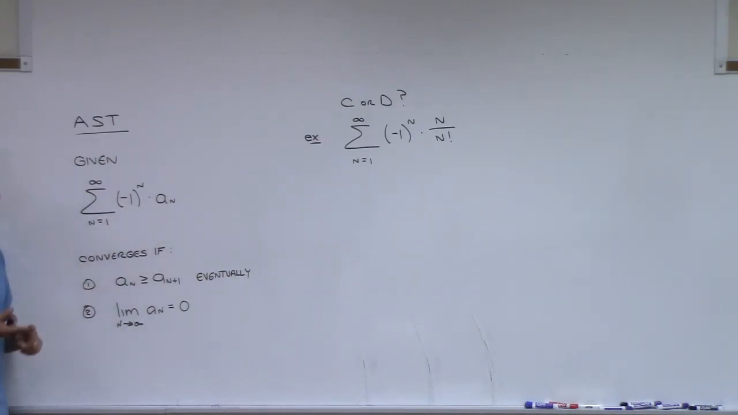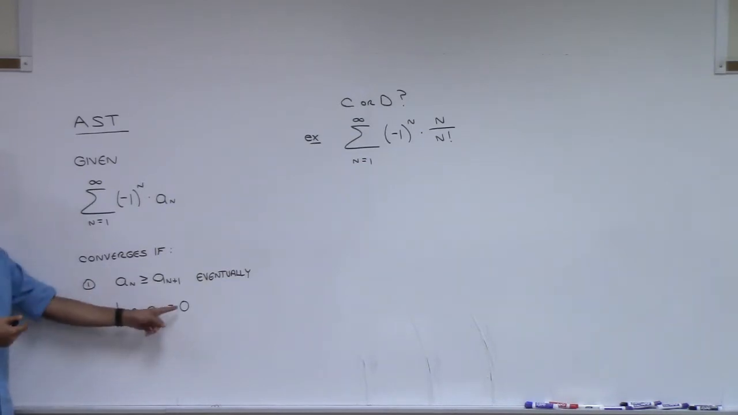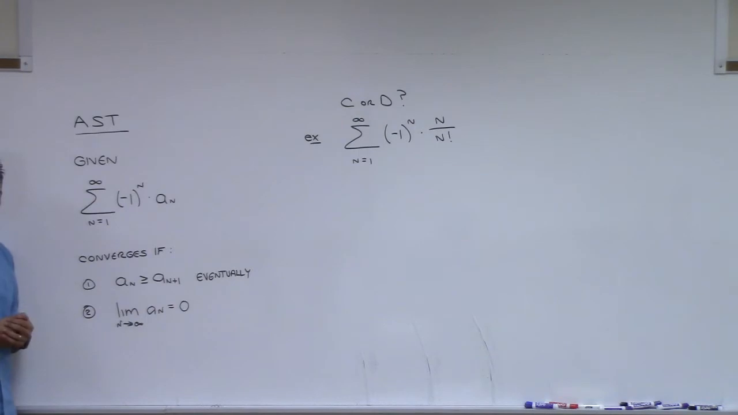Then to check for convergence, we only need to do two things. We need to make sure that the sequence is decreasing, and we need to make sure that the limit of the sequence goes to 0. If we can do that, then we can conclude that it converges. If one of these isn't true, the test fails, so the test is no good.